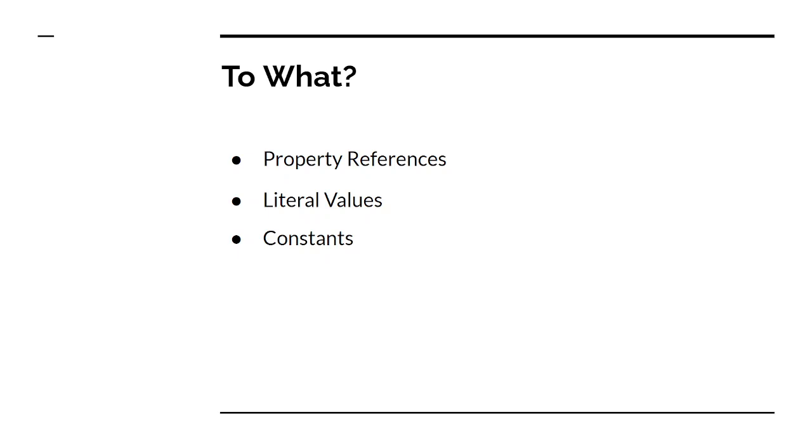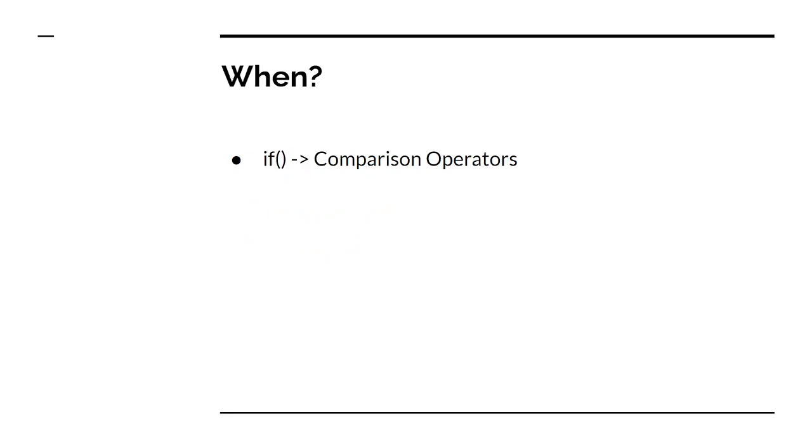Literal values are values that we can give inside the form. Constants are values which do not change at all. They are not going to change. And then there is the comparison operator. With the function if, you create a certain criteria, and if that criteria is met, you can say this action is performed. That is the basis of functions.